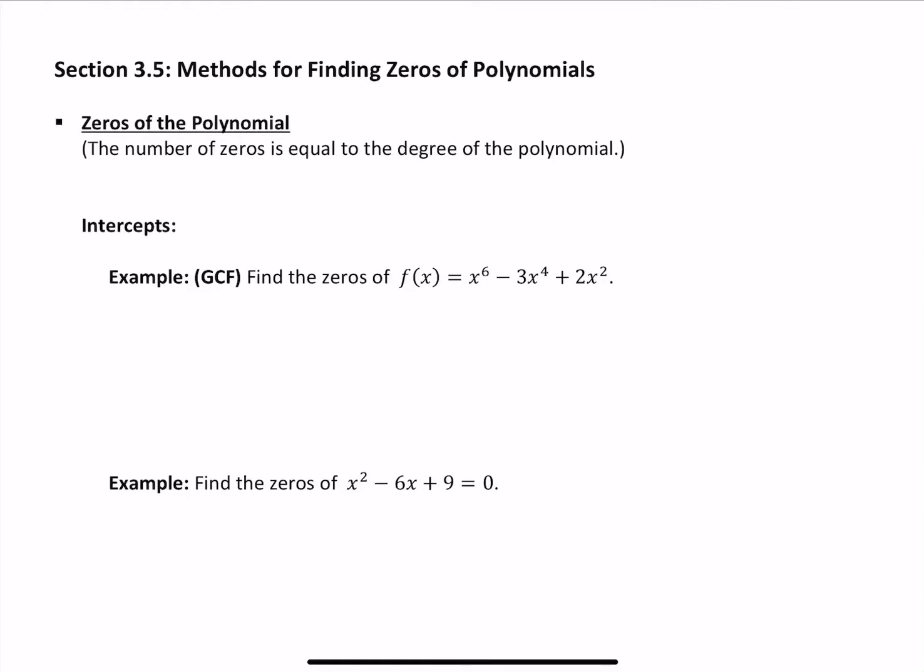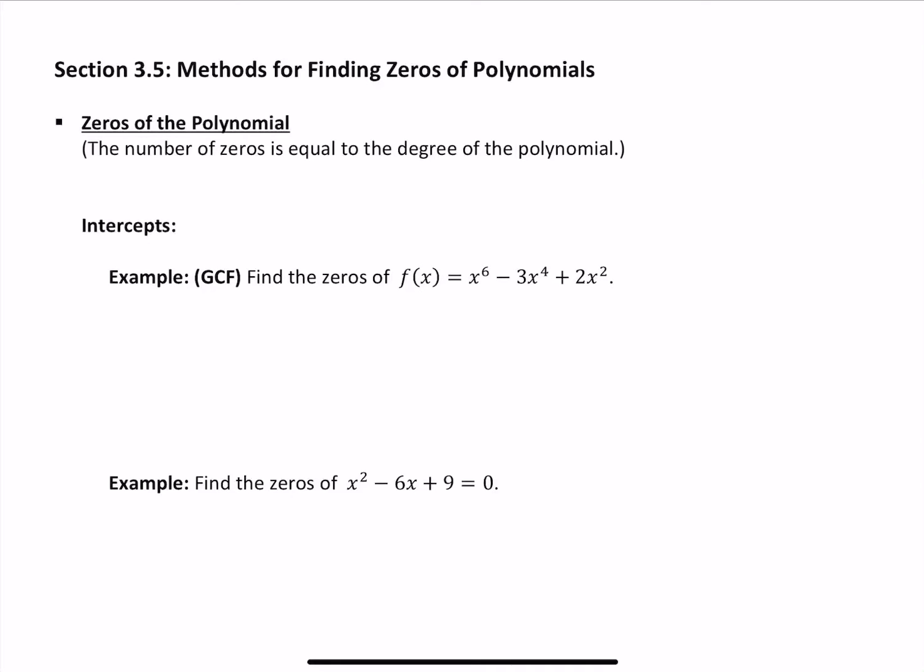In this section, we're going to tie everything together using different methods for finding zeros of a polynomial. So this is going to be some things that you've already learned how to do up to this point and a few new things. So first, let's talk about the number of zeros of a polynomial.